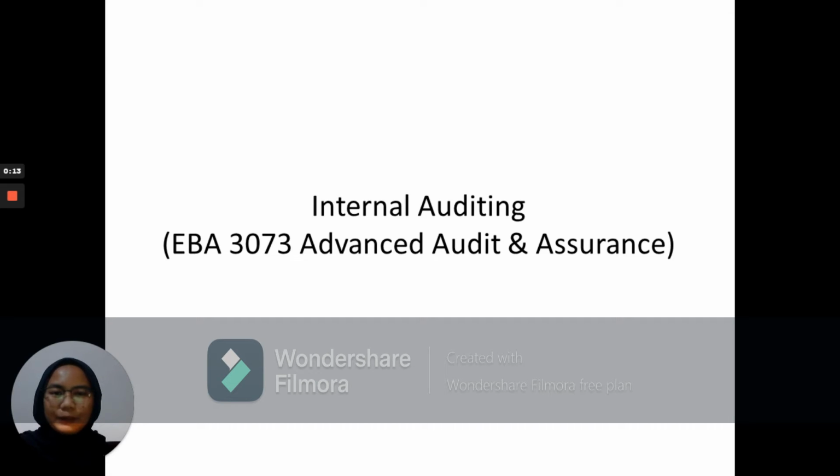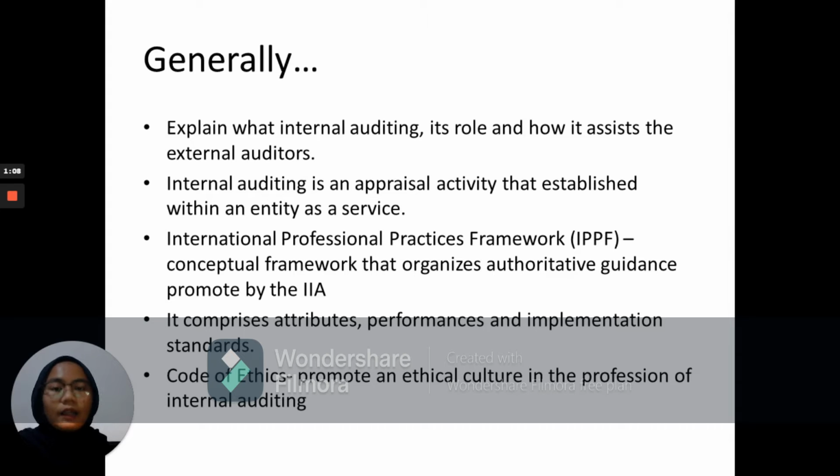Hi everyone, my name is Farah Alia binti Zani, 63198. Okay, so I will present the introduction of internal auditing that we learned in the previous class, EBA4073. In the previous class, we learned about what internal auditing is, its role, and how it assists the external auditors. Internal auditing is an appraisal activity established within an entity as a service to the entity.